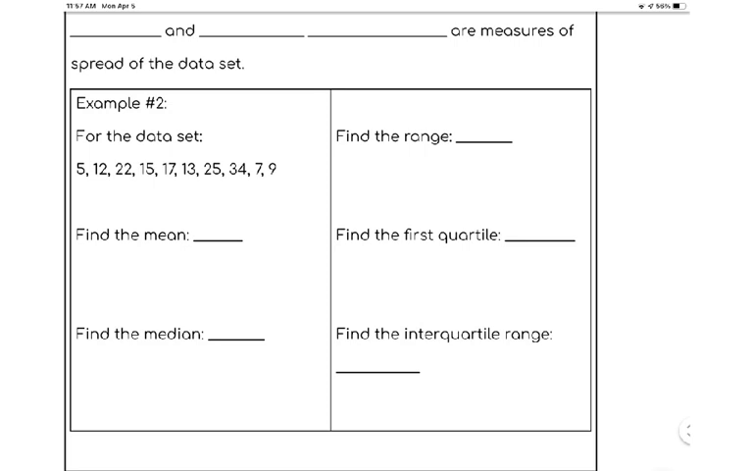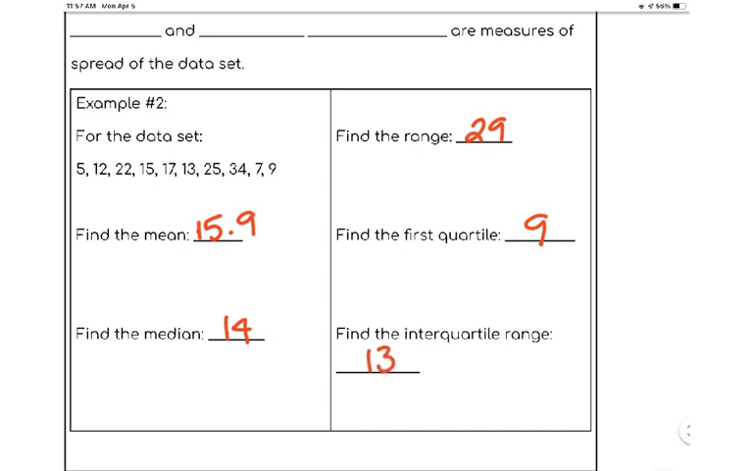Okay, so very quickly we're going to go over this data set. So I'm just going to give you the answers for this to check yourself. And if you have any questions about how to do this, you can contact me or go back and watch the video. So our mean here is going to be 15.9. Our median being 14. Our range is 29. Our first quartile is 9. And our interquartile range is 13.